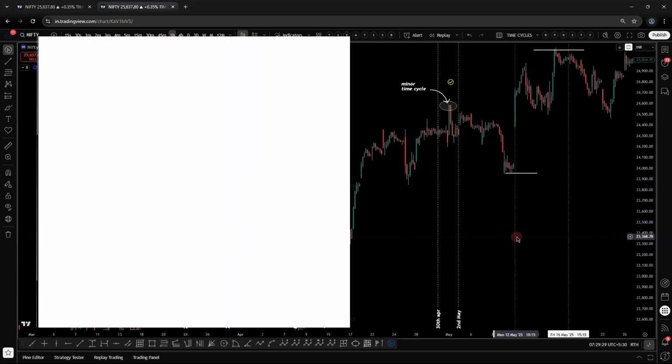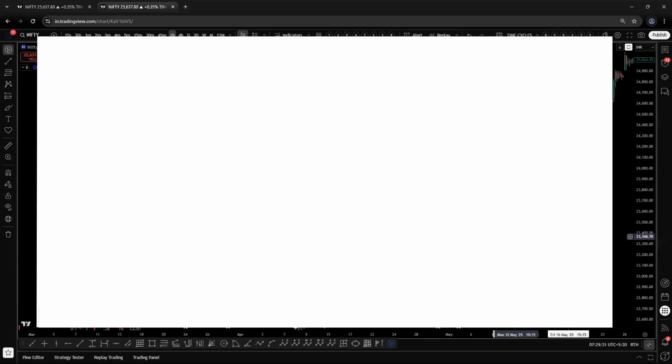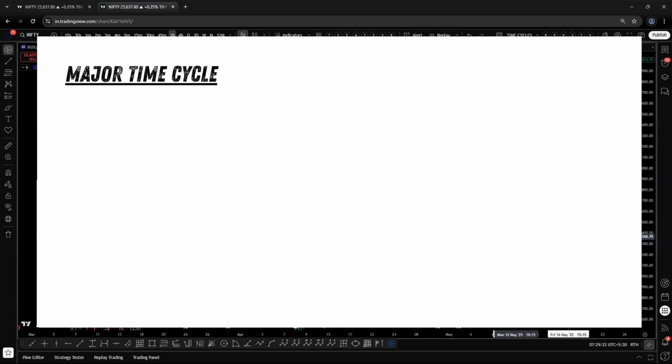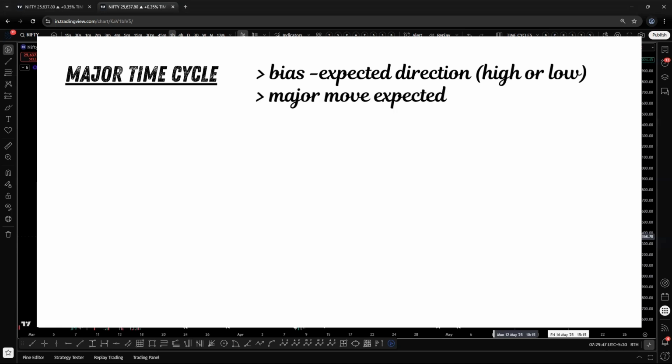So first basic term, major time cycle. Major time cycle is nothing but a big time zone. Here we have some bias, expected direction, expected turning point. Whether high or low, we will have some expectation. What kind of move is expected? A major move is expected from this major time cycle zone. This is very basic and very clear.